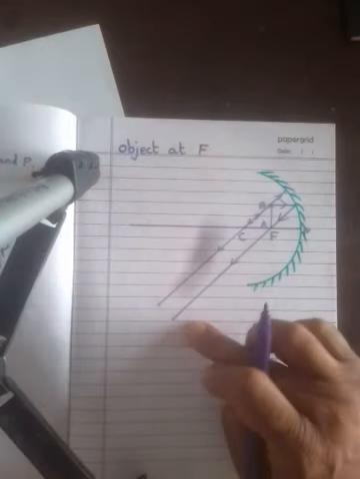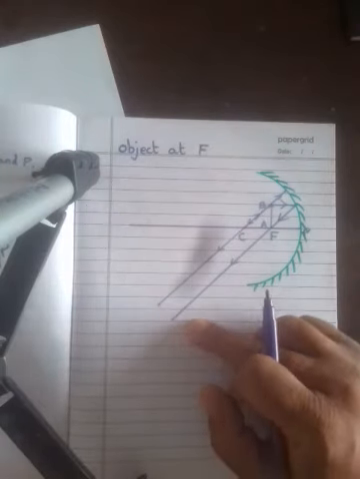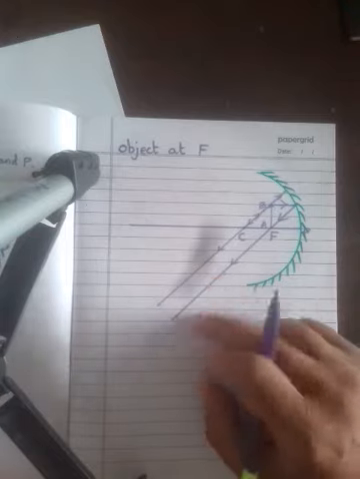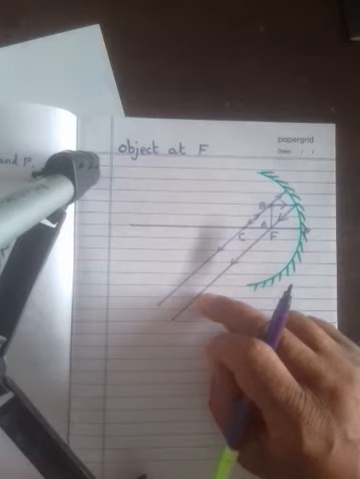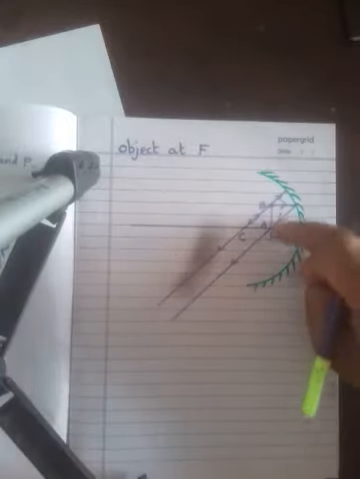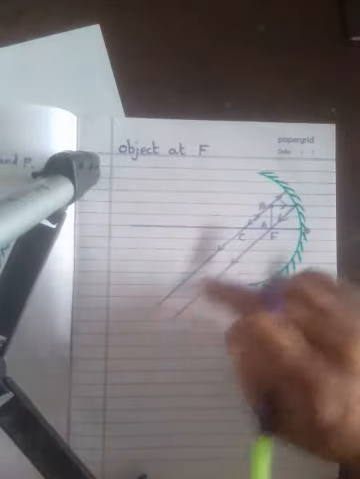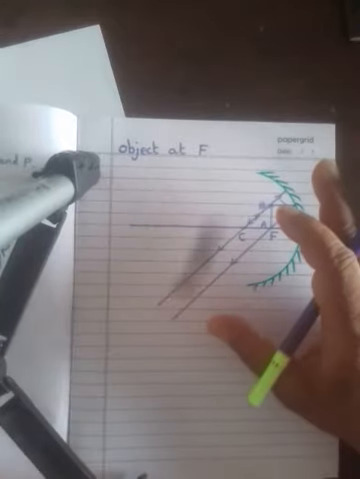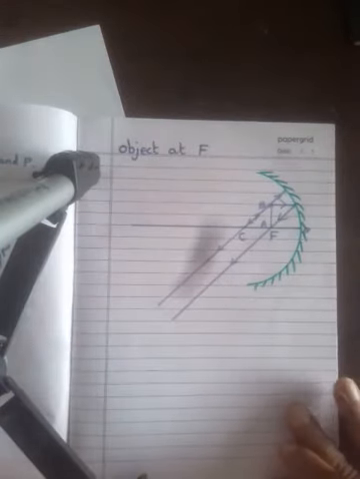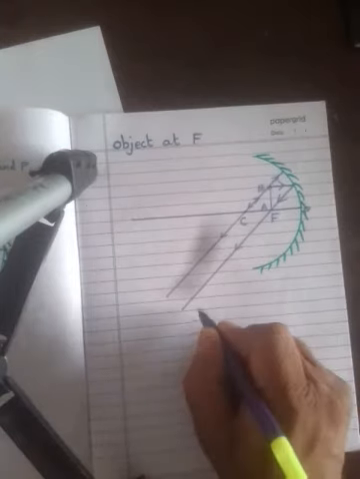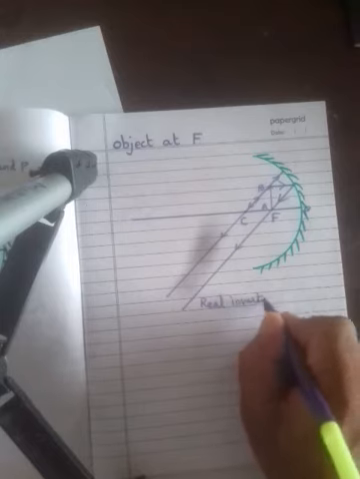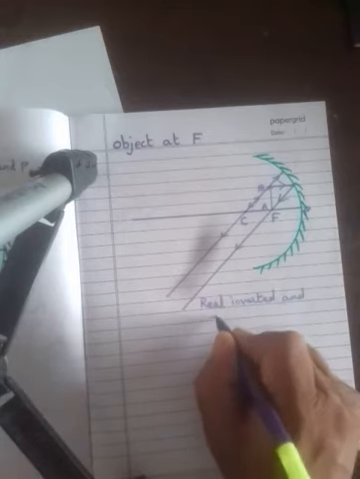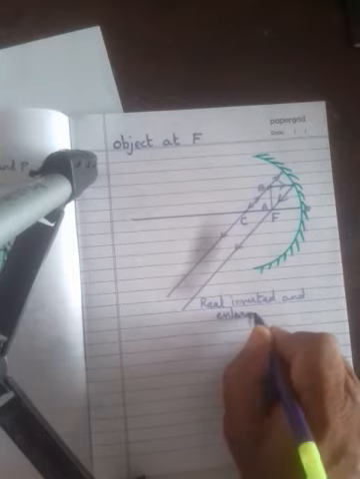So you can see both these reflected rays are parallel to each other. So they will meet at infinity. Since both these reflected rays are parallel to each other, they meet at infinity, and they will form a real, inverted and enlarged image at infinity.